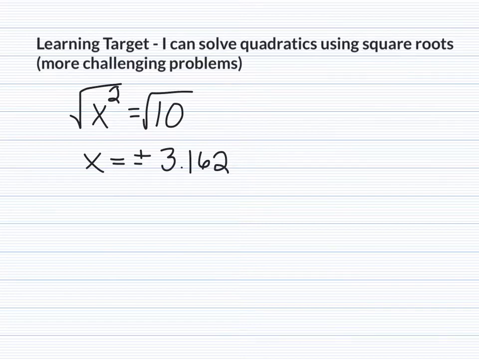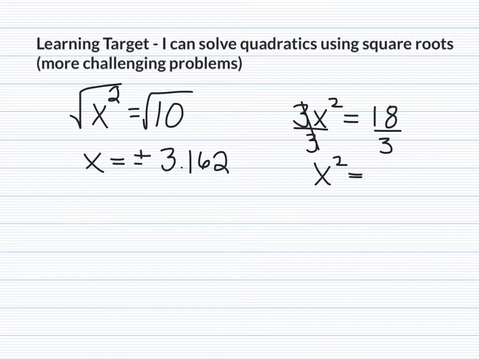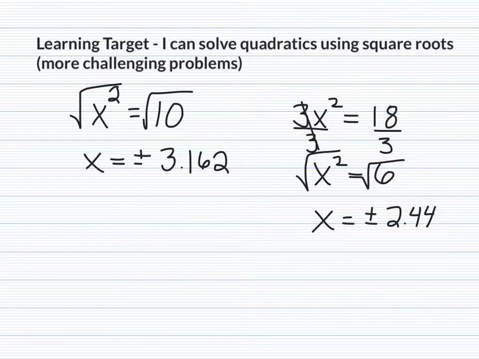Okay, we also saw problems that had one step involved, like 3x squared equals 18. So here we would divide by 3, and x squared equals 6. So take the square root. And again, using your calculator, we'd get x equals plus and minus 2.449.